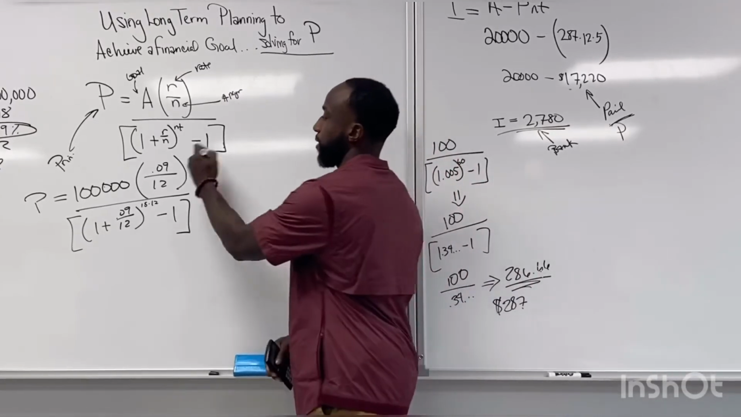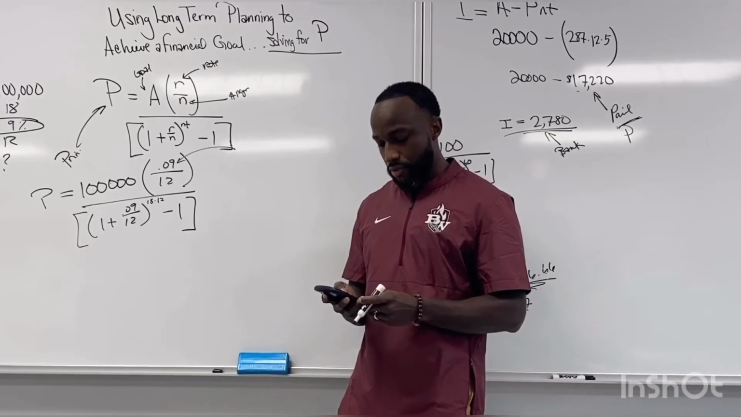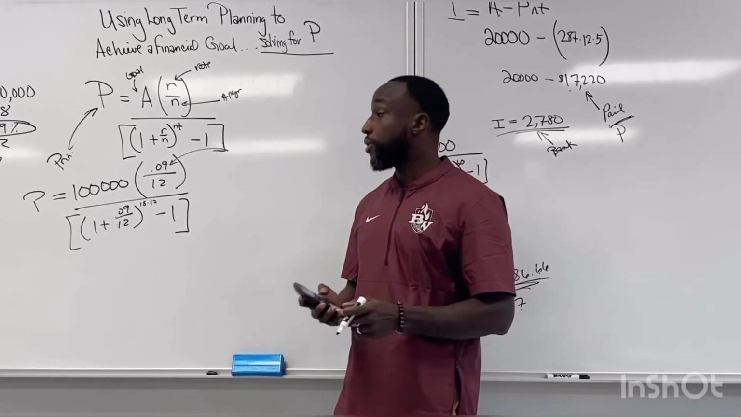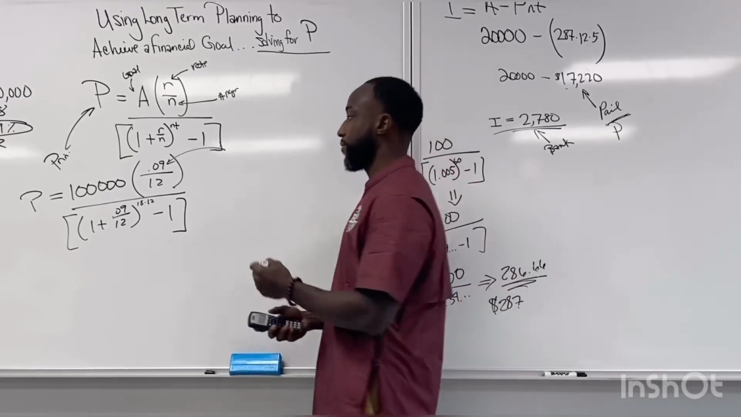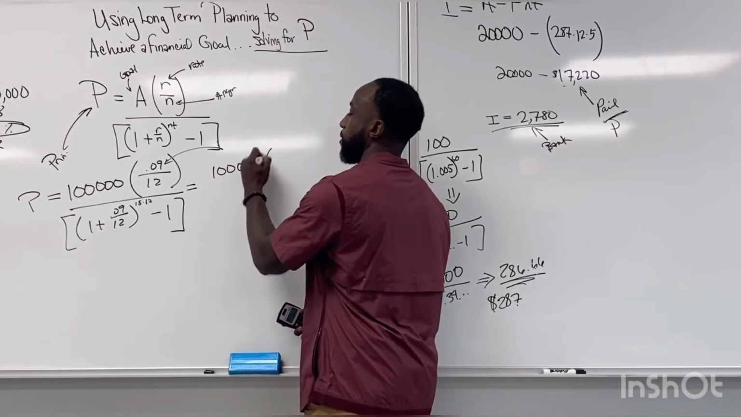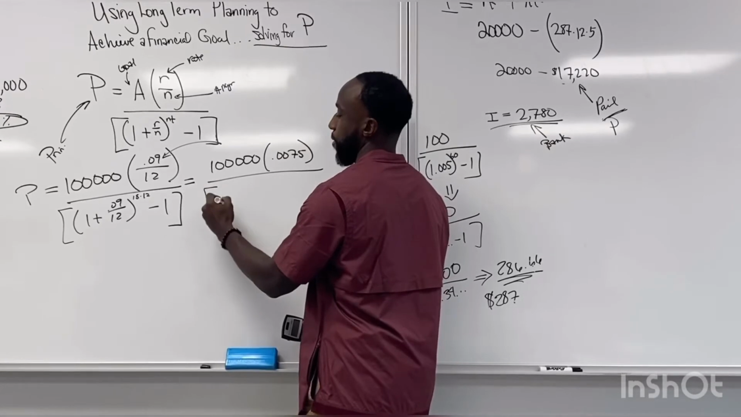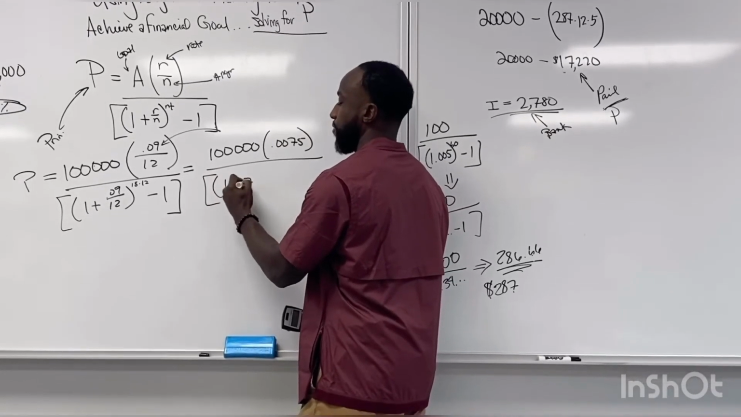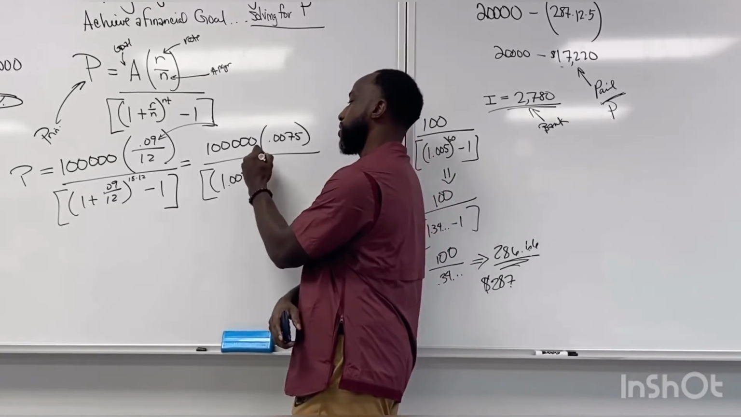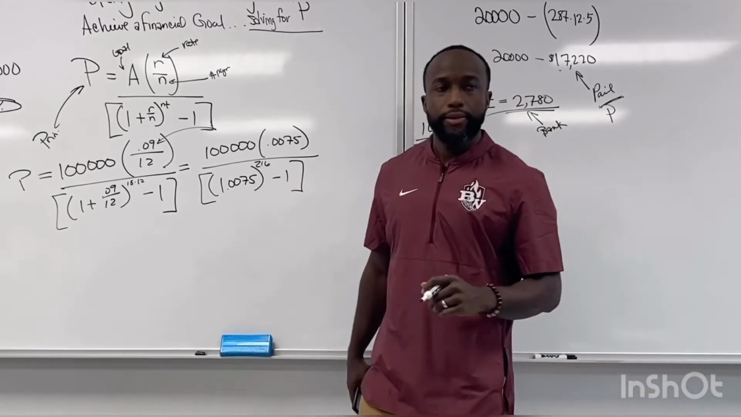First things first, let's change this 0.09 over 12. 0.09 over 12 gives us 0.0075. So we have 100,000 times 0.0075, all over 1.0075 raised to the 18 times 12, which is 216, minus 1.